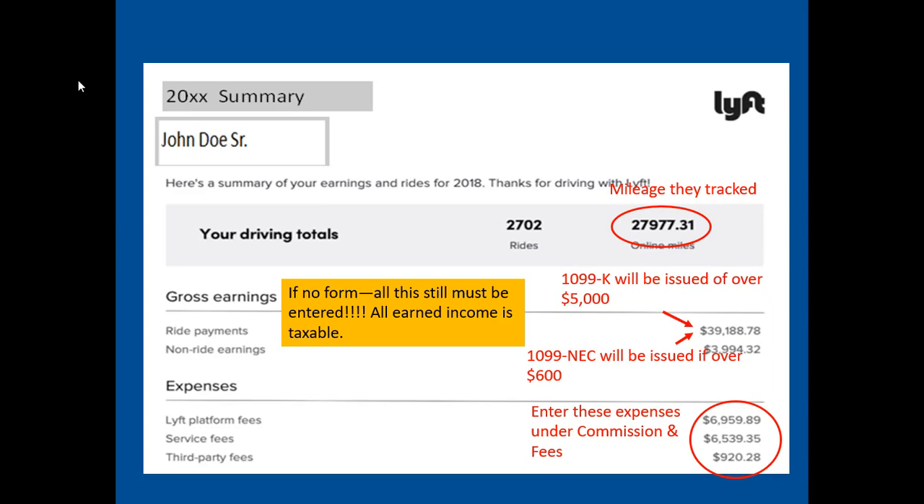You need to enter this. If you don't have this form and you don't enter it, they have to pay taxes on all their earnings. And they shouldn't, because they didn't make all that money.